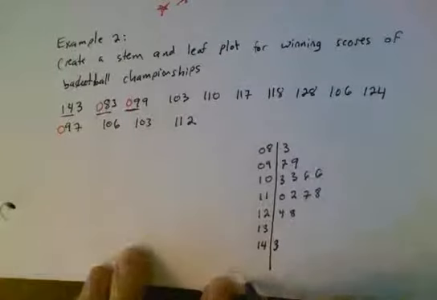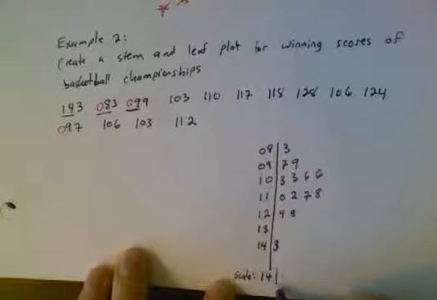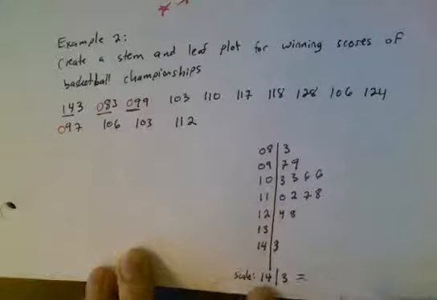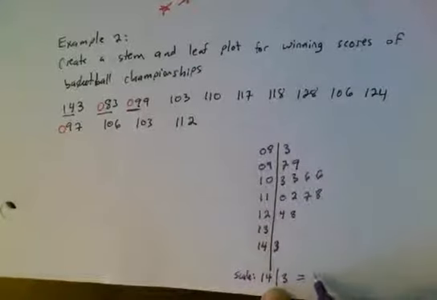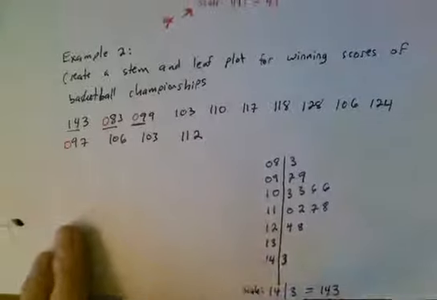There's my stem and leaf plot. Now I just have to make sure to put the scale. So 1 for a stem, and 4 for a stem and 3 for a leaf is 143. Okay, there are stem and leaf plots.